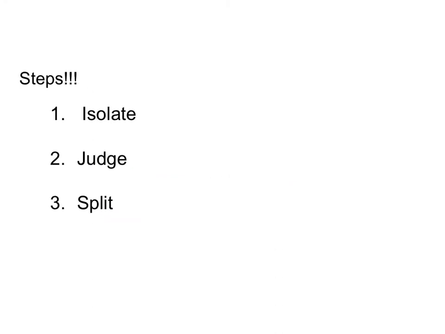So the 3 steps that we're going to talk about are isolate, judge, split, okay? So these are the 3 things we need to keep in mind while we're solving absolute value equations. So isolate, judge, split, okay? Write those down as little steps, okay? And then we're going to refer back to it on our next example.